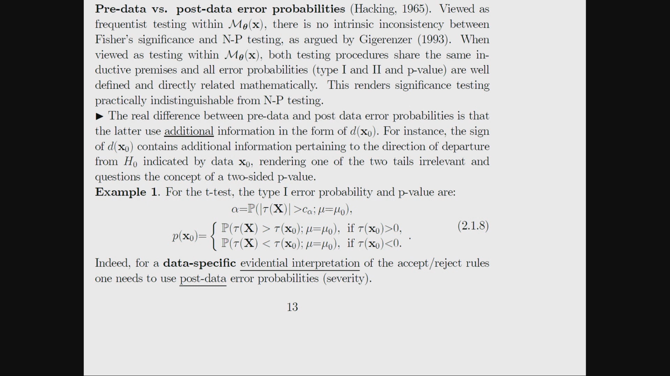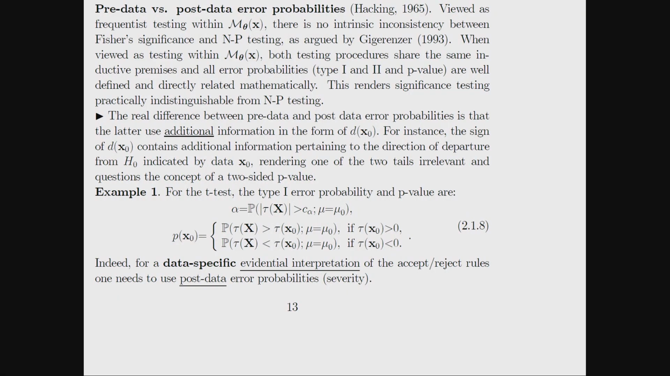And that makes it very different, because post-data, we have the observed value of the test statistic. Is that relevant? Yes. The data tell us which tail is relevant. The other one isn't. So if you look at the d(x0) here, and it's positive, don't look on the left side. The data tell you the only relevant one is the right side.